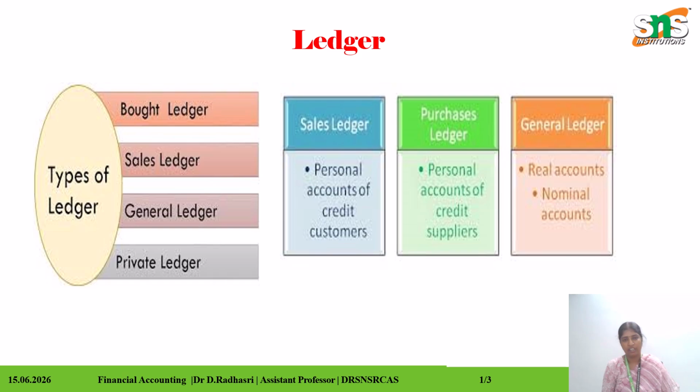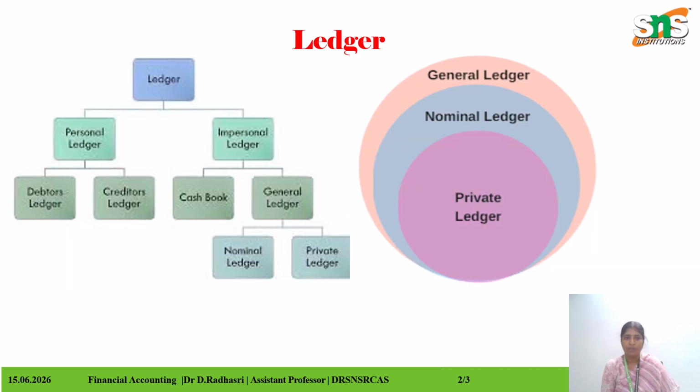For that purpose, what role is the ledger doing in accounts? It is separate. All the items we covered in the journal, the ledger divides separately into goods or purchases, goods or sales, purchase returns, and sales returns. All this the ledger does separately. So the ledger is a personal ledger and an impersonal ledger. In the personal ledger we have the debtor ledger and the creditor ledger. In the impersonal ledger we have the cash book.